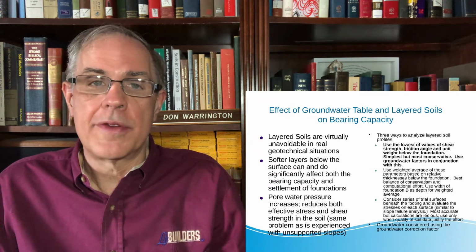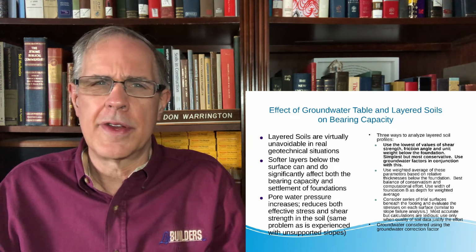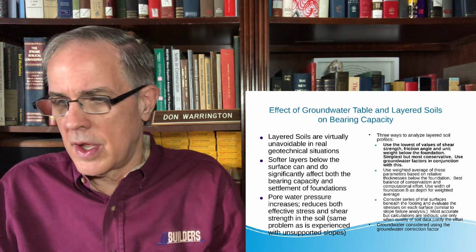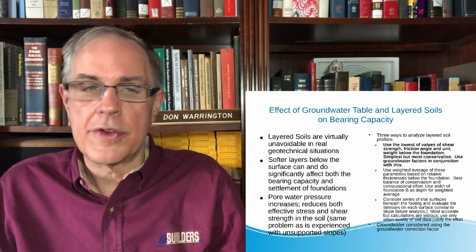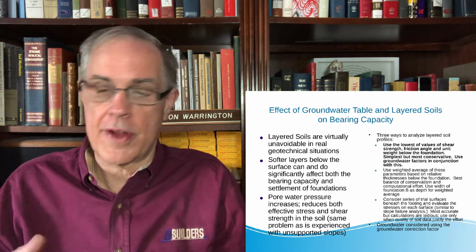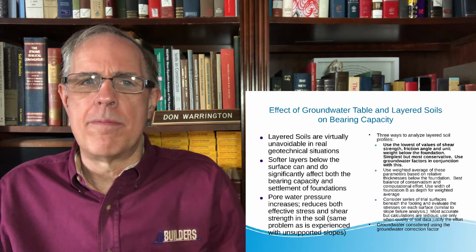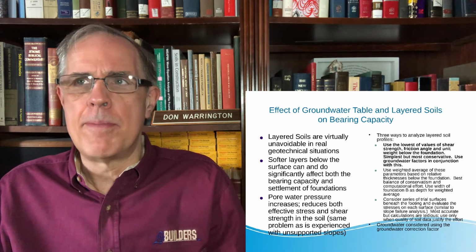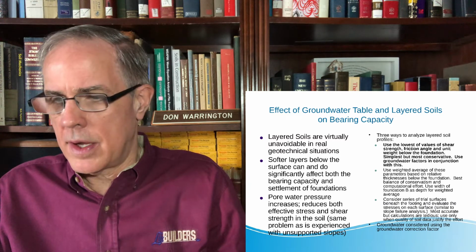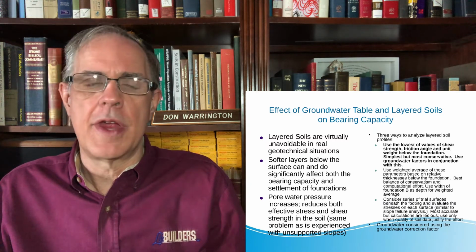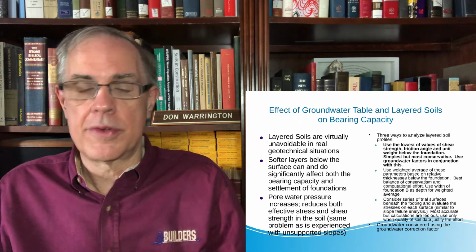If you've got several layers, there are three ways of doing it, and I've taught differently over the years. You can use the lowest values of shear strength, friction angle, and unit weight below the foundation, in the region, usually either B or 1.5 B, and 1.5 B is probably the best. It's the simplest but the most confusing. And then use the groundwater table in conjunction with that. That's the simplest and most conservative.